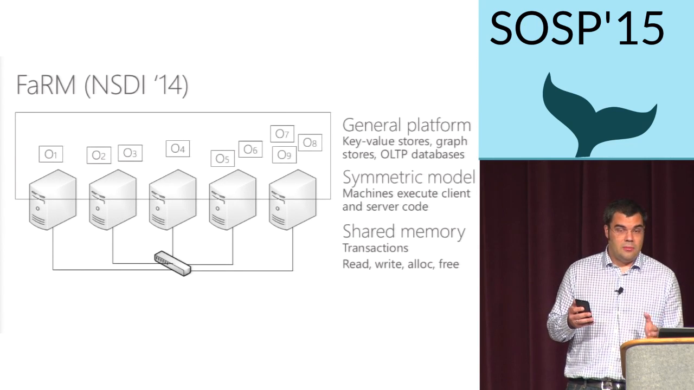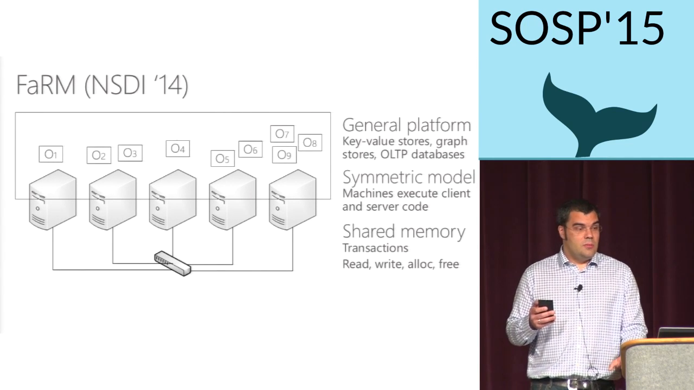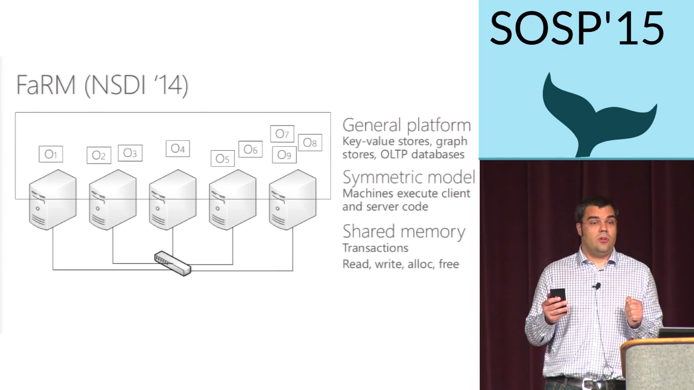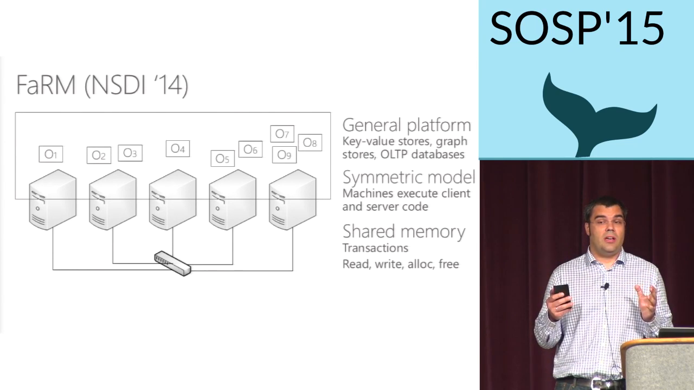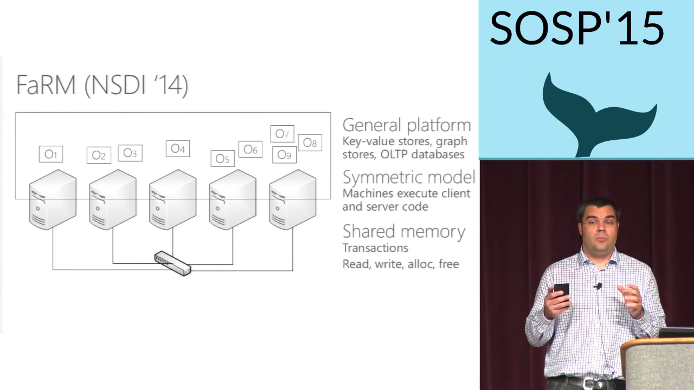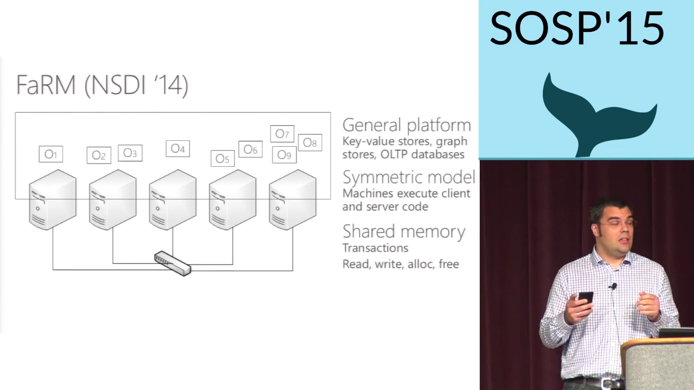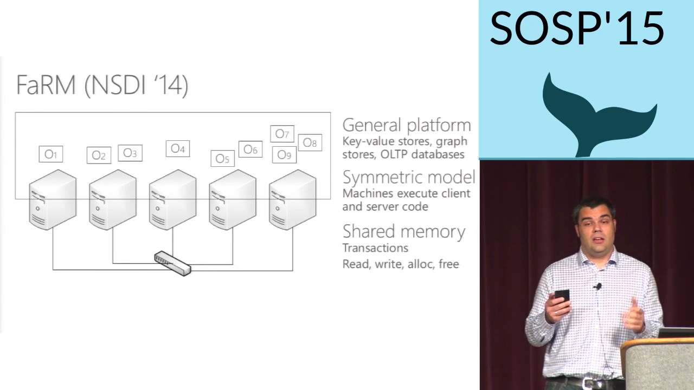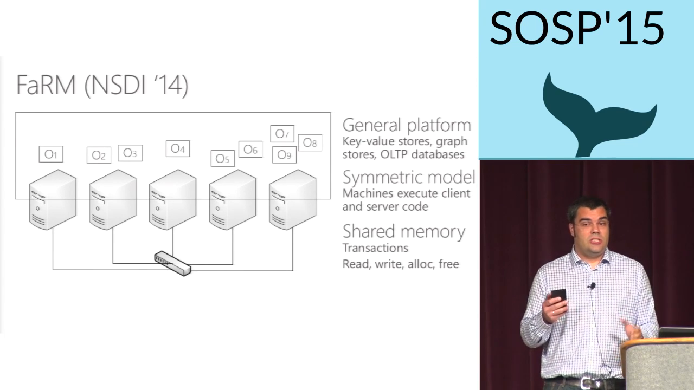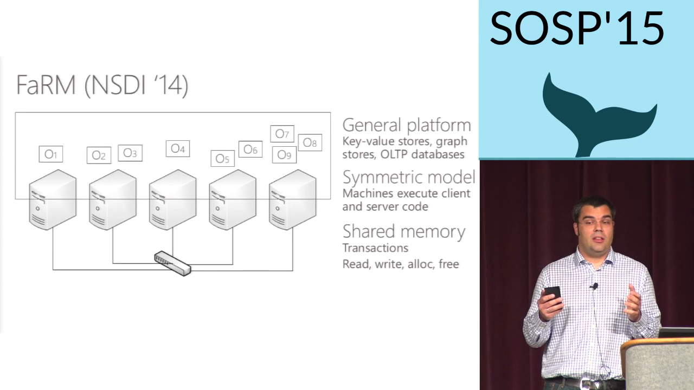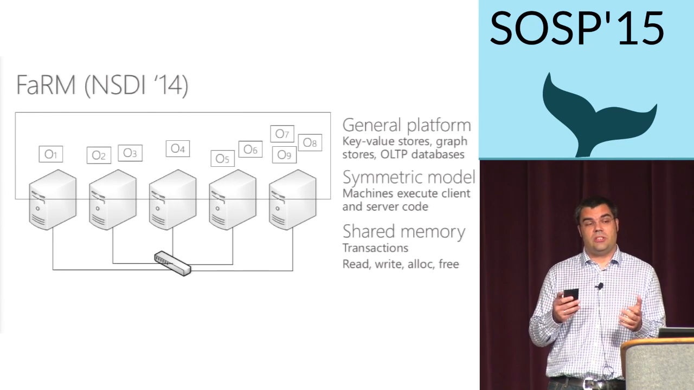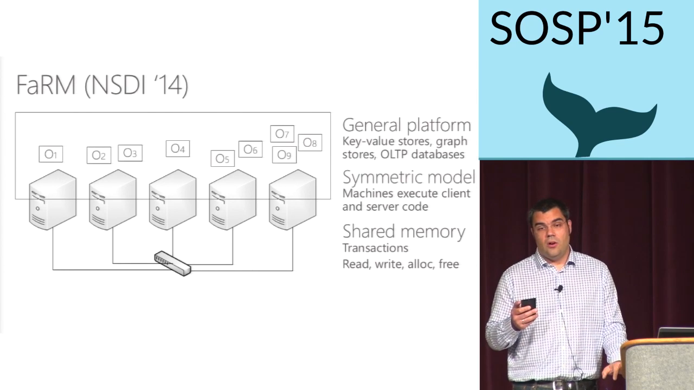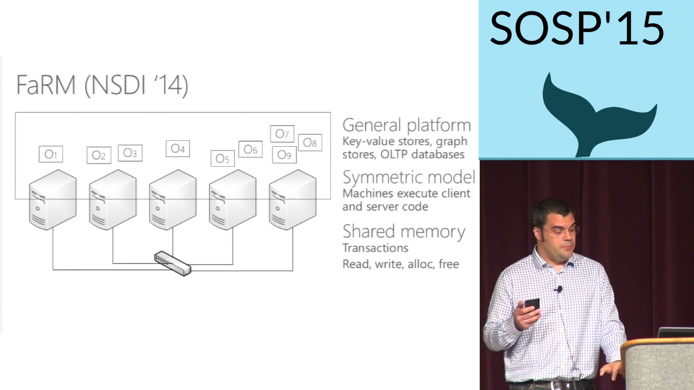Let me first start by providing some background. Basically, we are building this system called FARM, which is our distributed computing platform with the goal of simplifying the task of building distributed systems and exploiting these hardware trends in a simple way. So this is a general platform targeted at applications that have irregular access patterns and that are latency sensitive. For instance, key value stores, graph stores, OLTP databases, and similar.